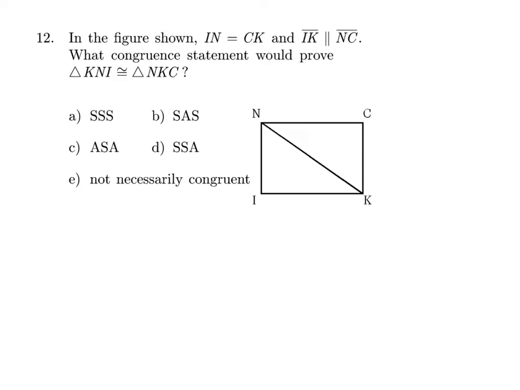All right, in the figure shown, IN is equal to CK. They're the same. IK is parallel to NC. What congruent statement would prove that KI is congruent to NKC?